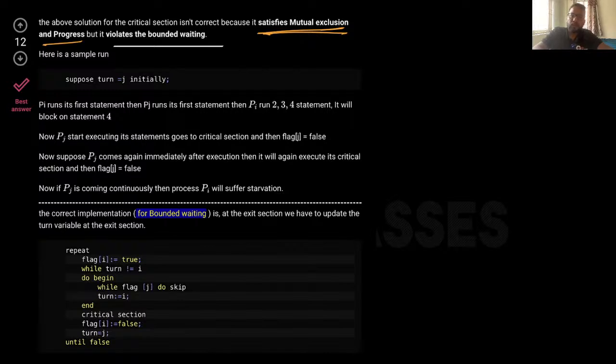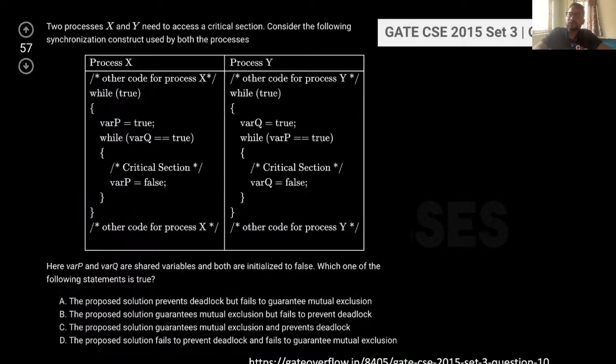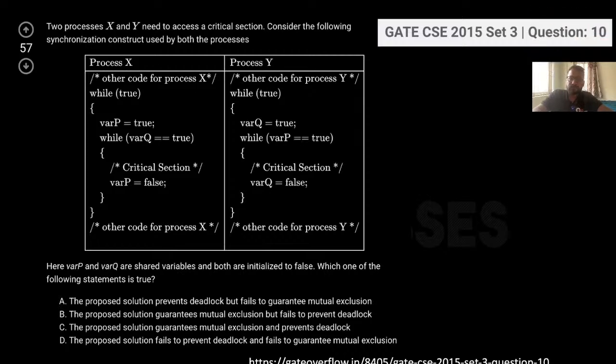Great. Now let's move further. Let's solve this question. This question has been asked in GATE 2015. Let's see what this question is saying. Two processes X and Y in the critical section, consider the following synchronization construct used by the processes X and Y. Now they are saying the proposed solution prevents the deadlock but fails the mutual exclusion. So they are asking about the mutual exclusion and deadlock.